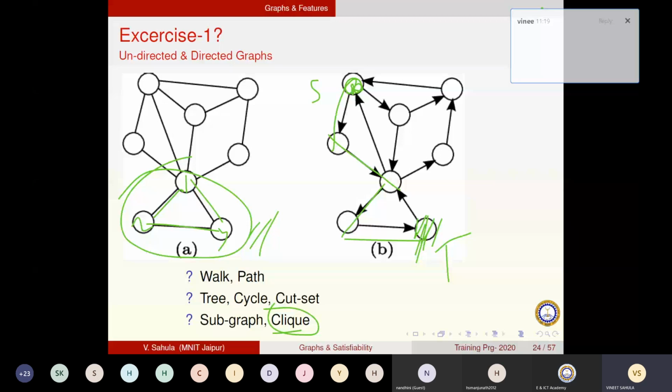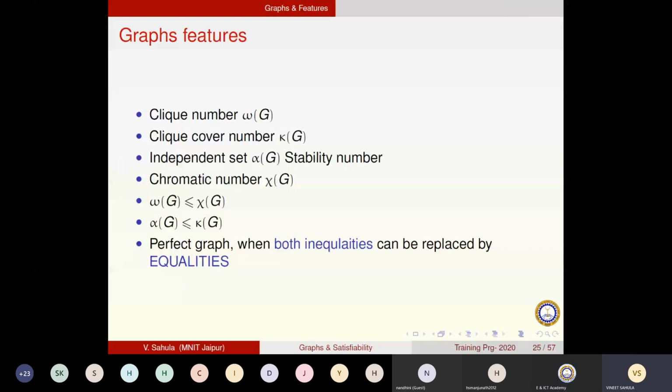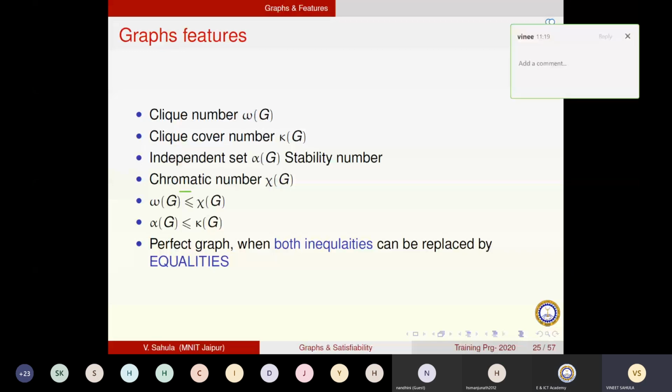Fine. So we go ahead now and we leave out these numbers you can compute: clique number, clique cover number, and chromatic number. I will just discuss one, chromatic number. For a given graph, if I color each vertex by a different color than its neighbors, that will give the chromatic number. I go back.